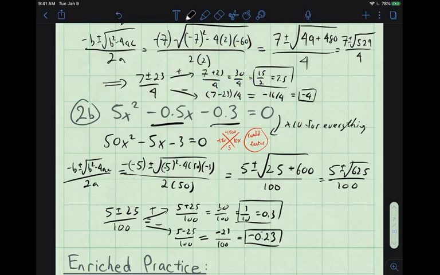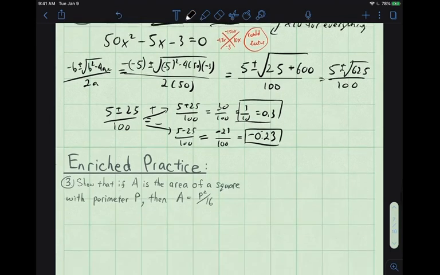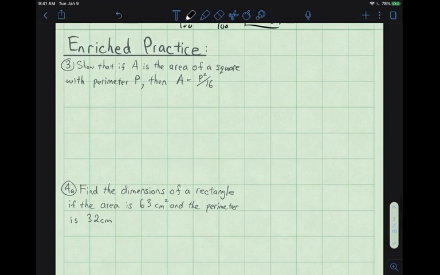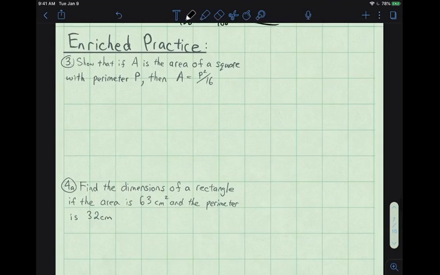This is the end of the fundamental section. The rest will be working on word problems for those that choose to do the enriched part of today's lesson. We'll get more practice with word problems tomorrow.